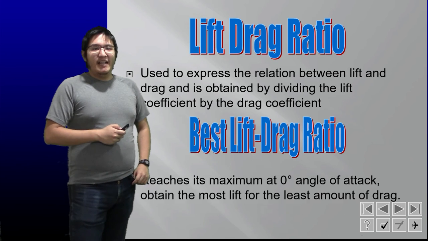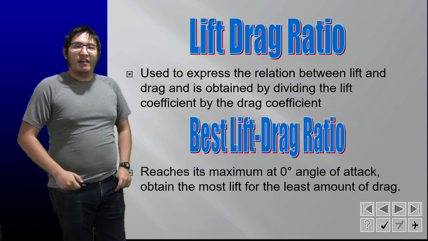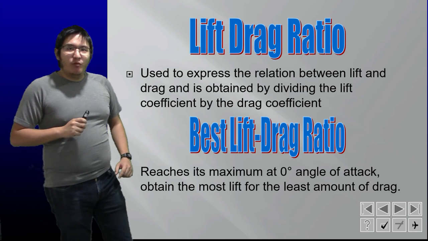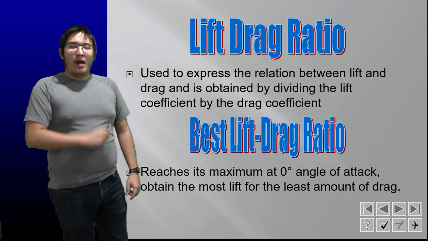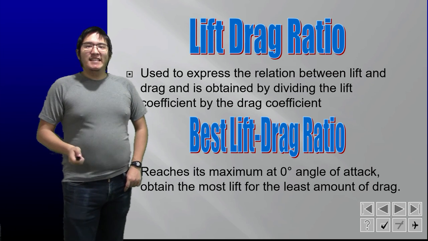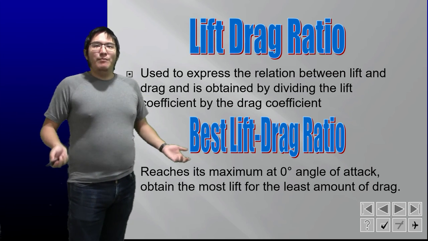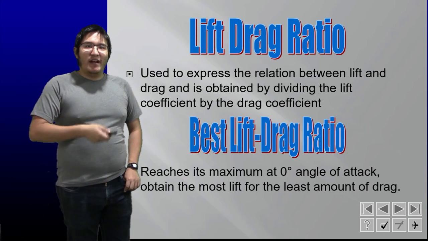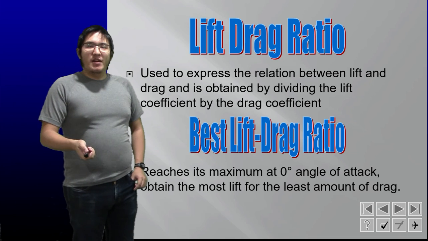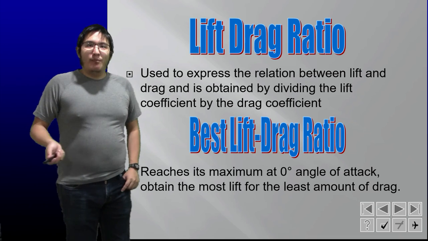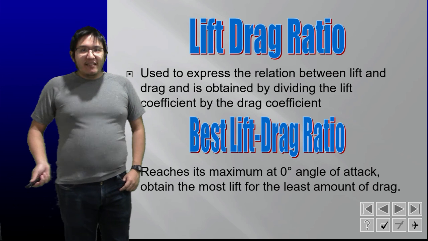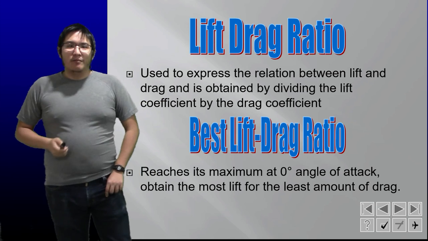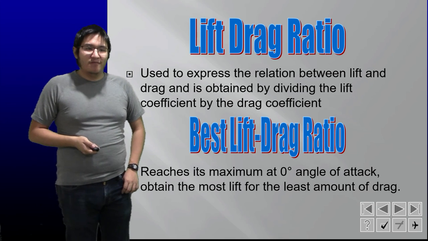Why this is important is because we have what's called the best lift to drag ratio. This reaches its maximum at 0 degrees angle of attack, and this is where you get the most lift for the least amount of drag. This is commonly known as the best glide speed. This is the angle of attack, and therefore the speed, you want to fly whenever you have an engine failure. At that point, you're creating the most lift with the least drag. Therefore, you will go the furthest distance without losing as much altitude.